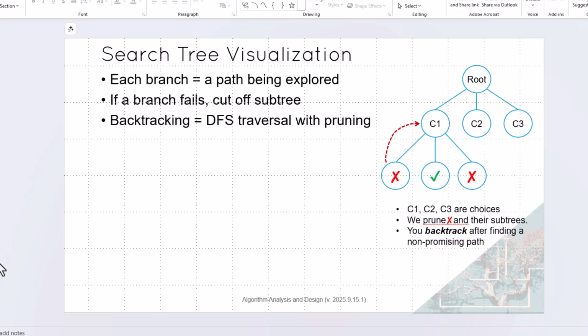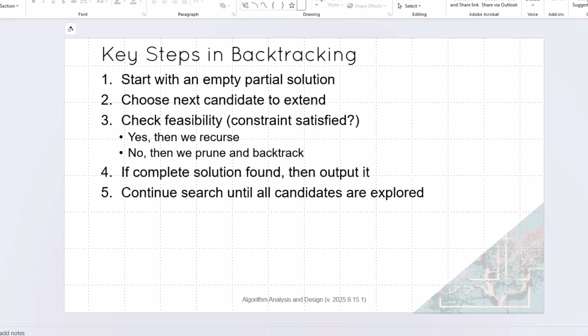So backtracking can be looked at like it's depth first search with pruning. Some key steps in backtracking: if you're looking at a very high-level algorithmic view of what we do with backtracking in general, we start with an empty partial solution, choose the next candidate to extend our solution, and then do a feasibility check. You ask, is the constraint satisfied? If it is, then we recurse, meaning you keep going.